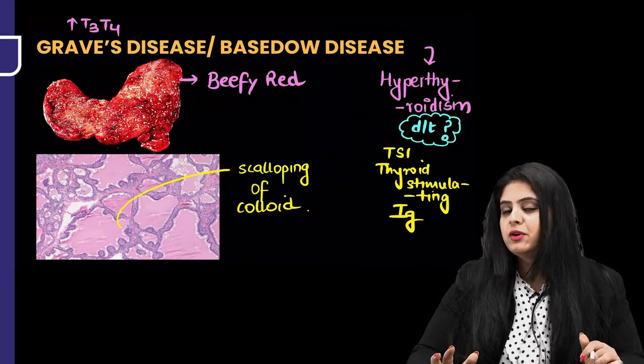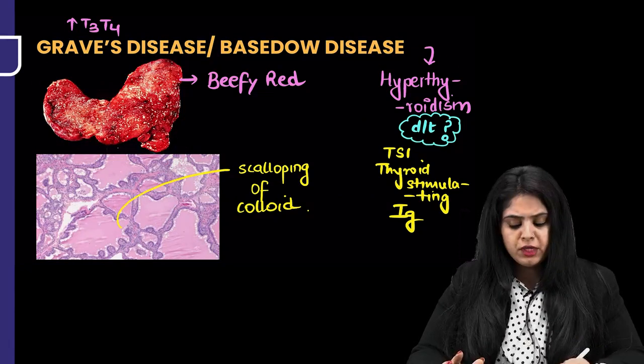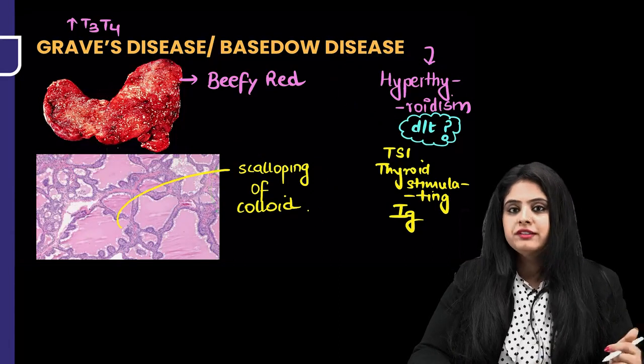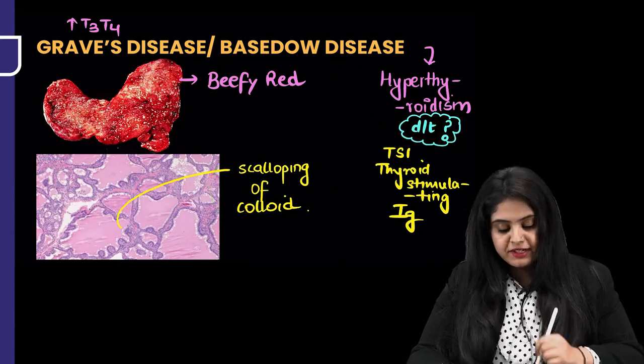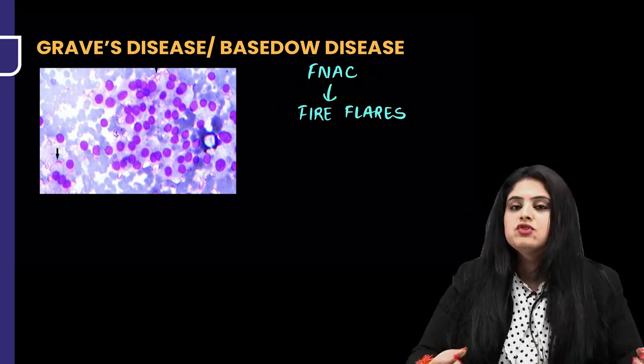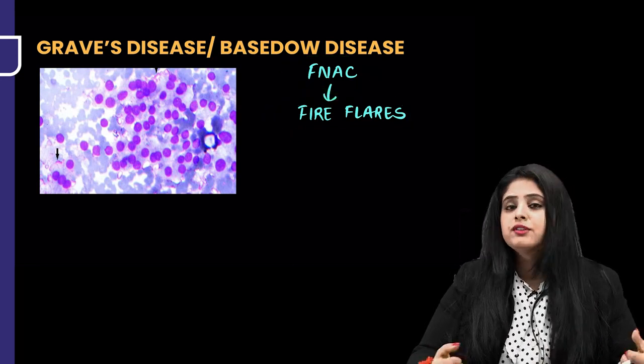I'm going to tell you why I'm calling it on fire. It is on fire. It is doing a lot of work, hyperthyroidism, and it is eating a lot of food. It is scalloping the colloid. And why did I say fire? Because when you do the FNAC, you will see fire flares. The thyroid is genuinely, when I say it's doing a lot of work, it is on fire.